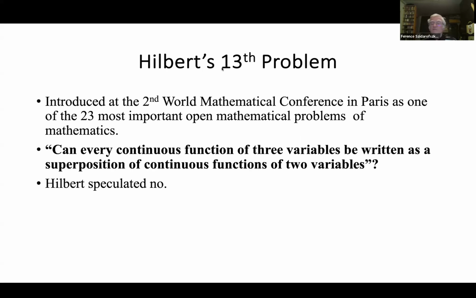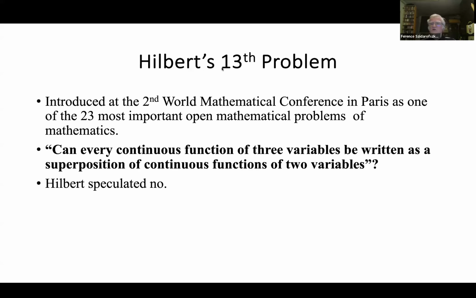One of the most influential mathematicians of the 20th century was David Hilbert. He was a universal mathematician, like a Renaissance scientist. He did many, many different things in many different branches of math. But at the Second World Congress of Mathematics in Paris, he came up with 23 problems that he believed mathematicians in the 20th century should be focusing on.